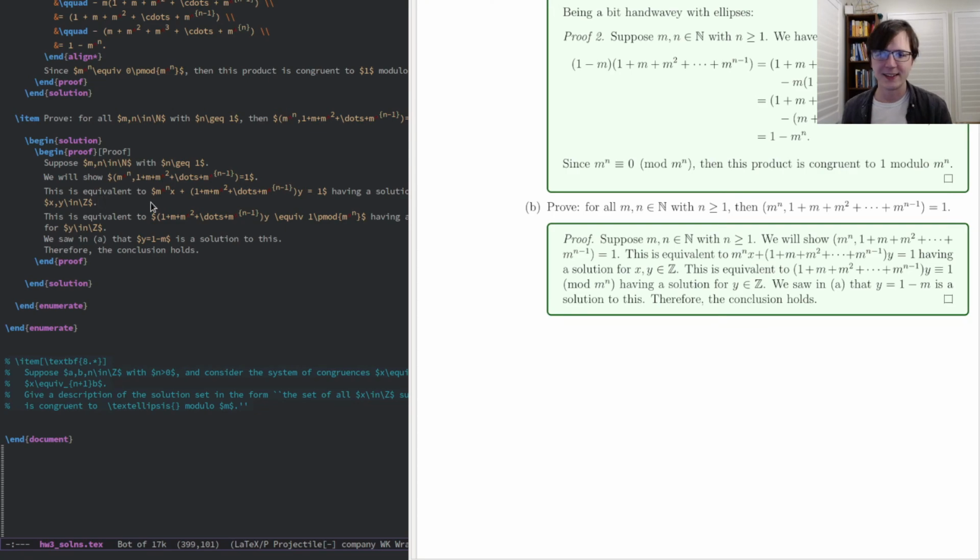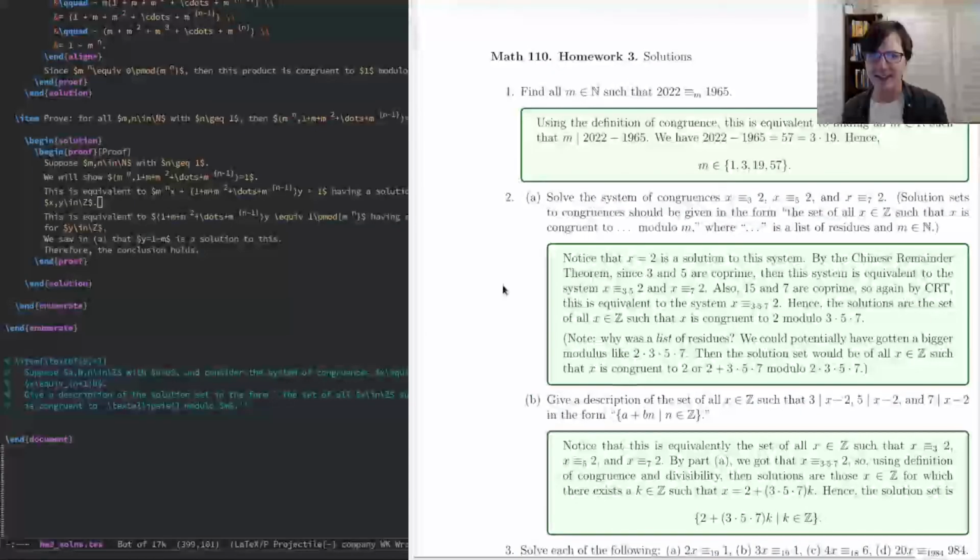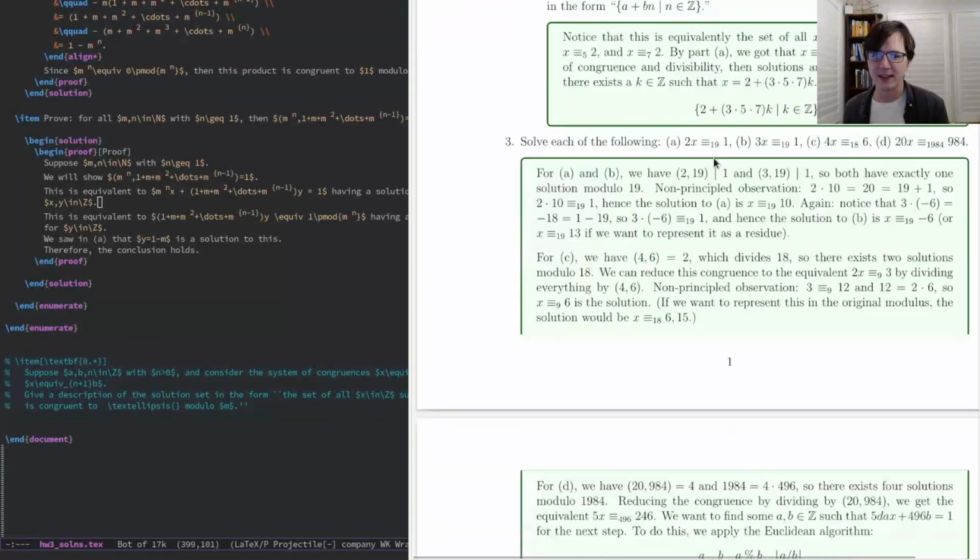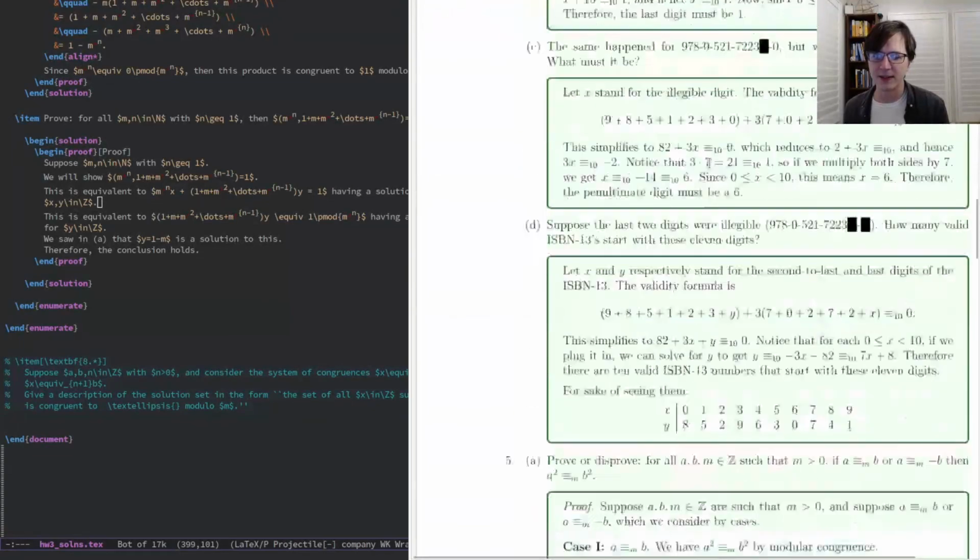Well, let's look at everything, make sure nothing's missing. So, just skimming through.